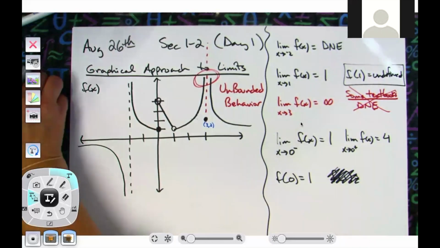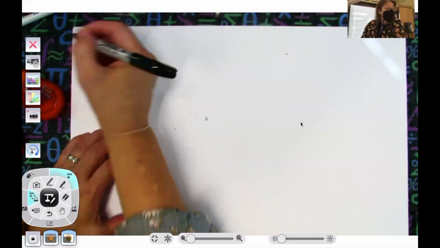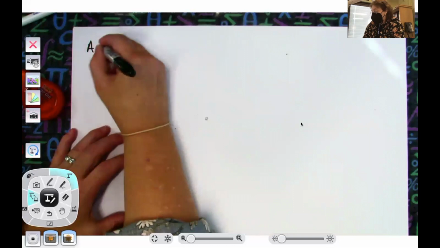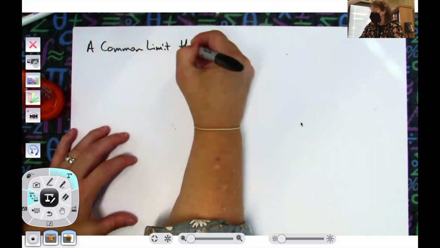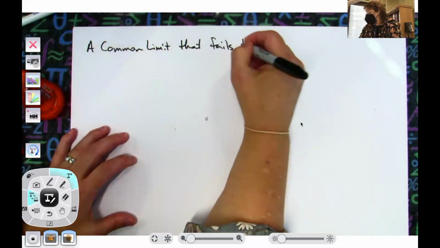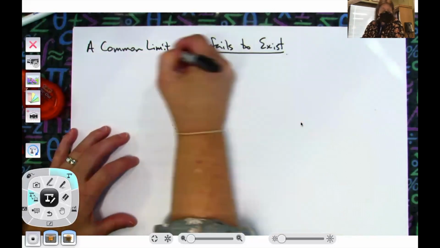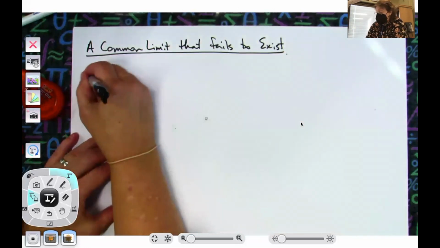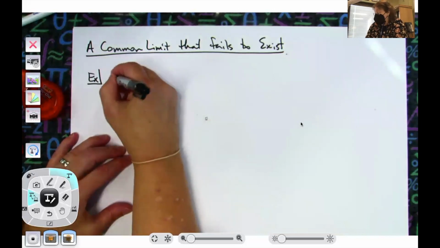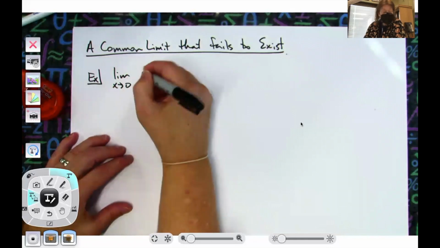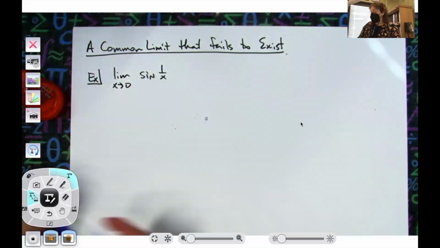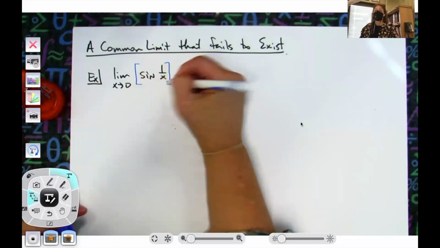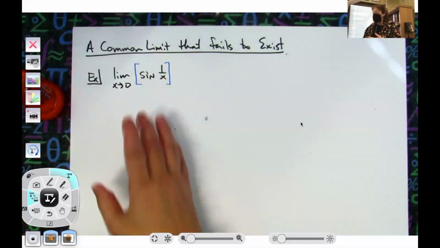Now let's take a look at a special one. My drawing of this is not going to be good. Let's write down a common limit that fails to exist. We are going to have graphs of functions. Let's say we've got the limit as x approaches 0 of, say, sine of 1 over x. I put an actual function in there. A lot of times I usually leave this notation off, but sometimes they'll put little square brackets or round brackets around that just to isolate the function from that limit notation.